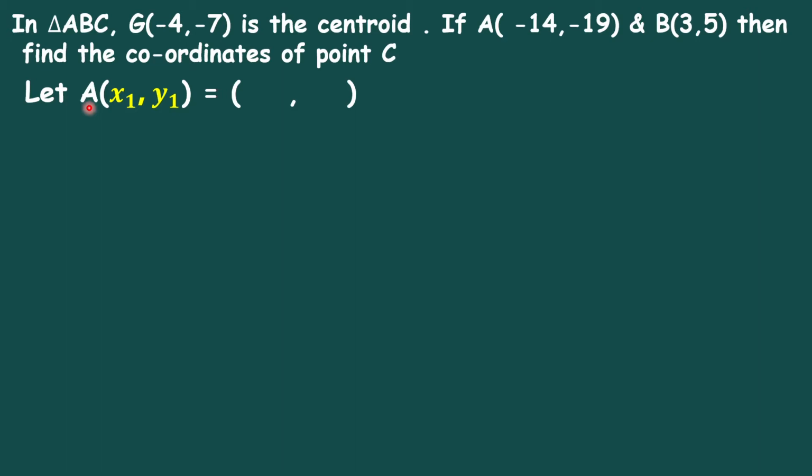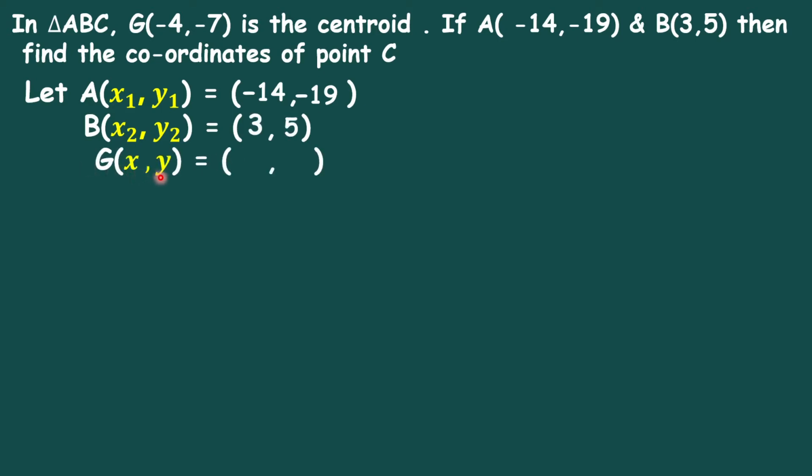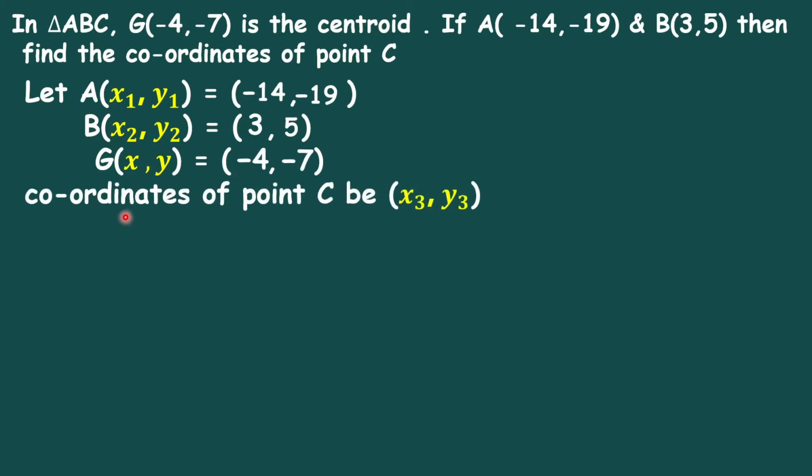Let the vertex A having coordinate (x1, y1) correspond to the ordered pair (-14, -19). The vertex B having coordinate (x2, y2) corresponds to the ordered pair (3, 5), and G having coordinate (x, y) corresponds to the ordered pair (-4, -7). The coordinate of point C be (x3, y3). Here G is the centroid of triangle ABC.